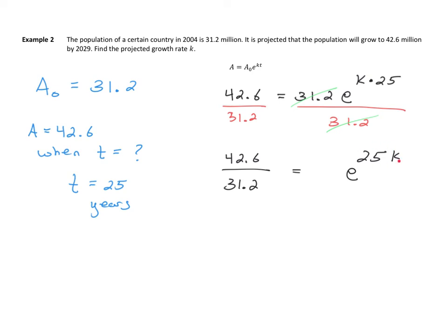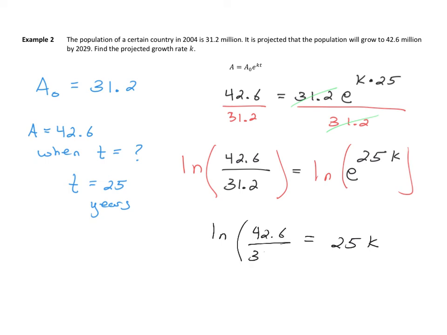Okay, if you want to remove the variable that we're solving for from the exponent, we're going to take the natural log of both sides. I'm choosing the natural log because it'll cancel nicely with a base of e. In fact, the natural log of e to anything is just this thing, 25k. And on the other side is a mess, but it's the natural log of 42.6 divided by 31.2. To solve for k, I'm going to divide both sides by 25. I have k by itself.